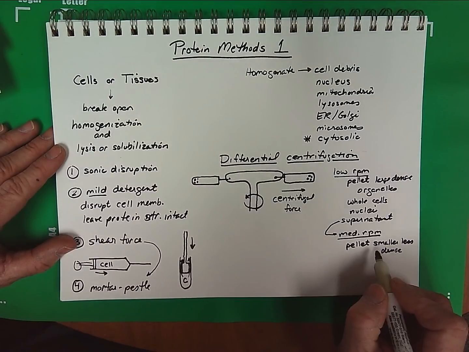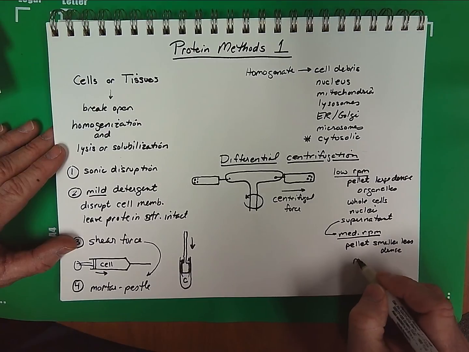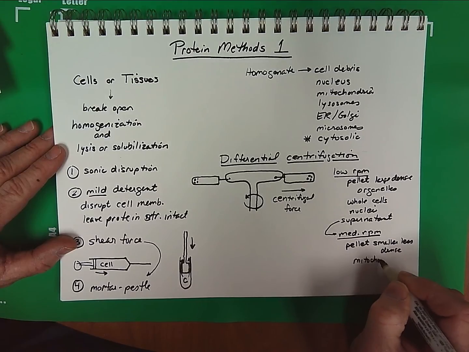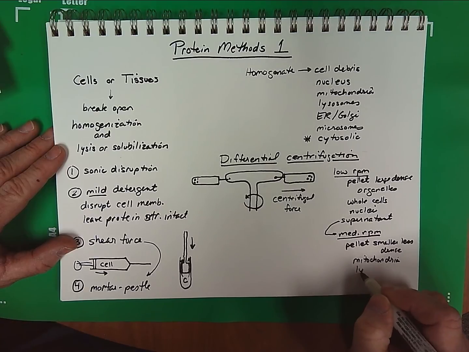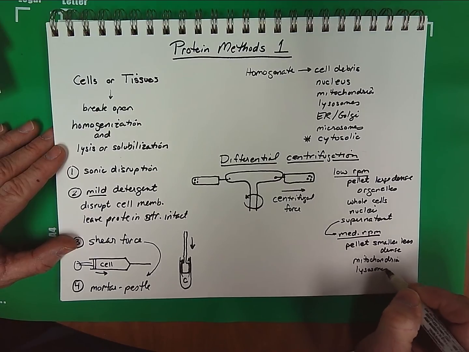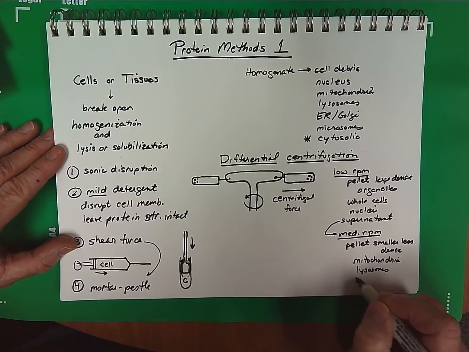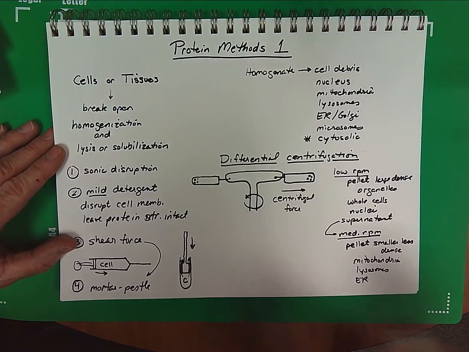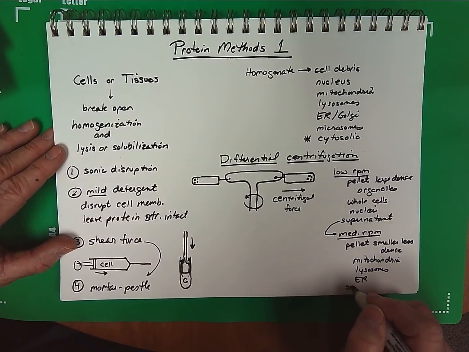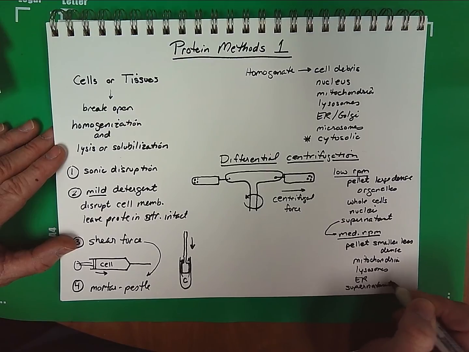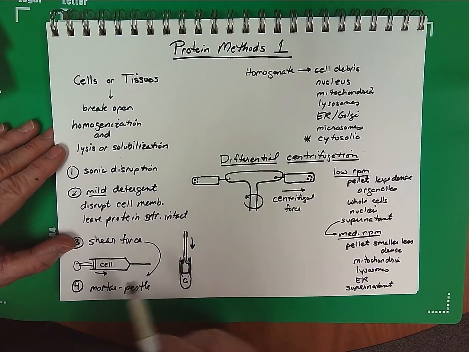And an example of these are mitochondria, lysosomes, endoplasmic reticulum. And of course, we will also have supernatant that is above the pellet.